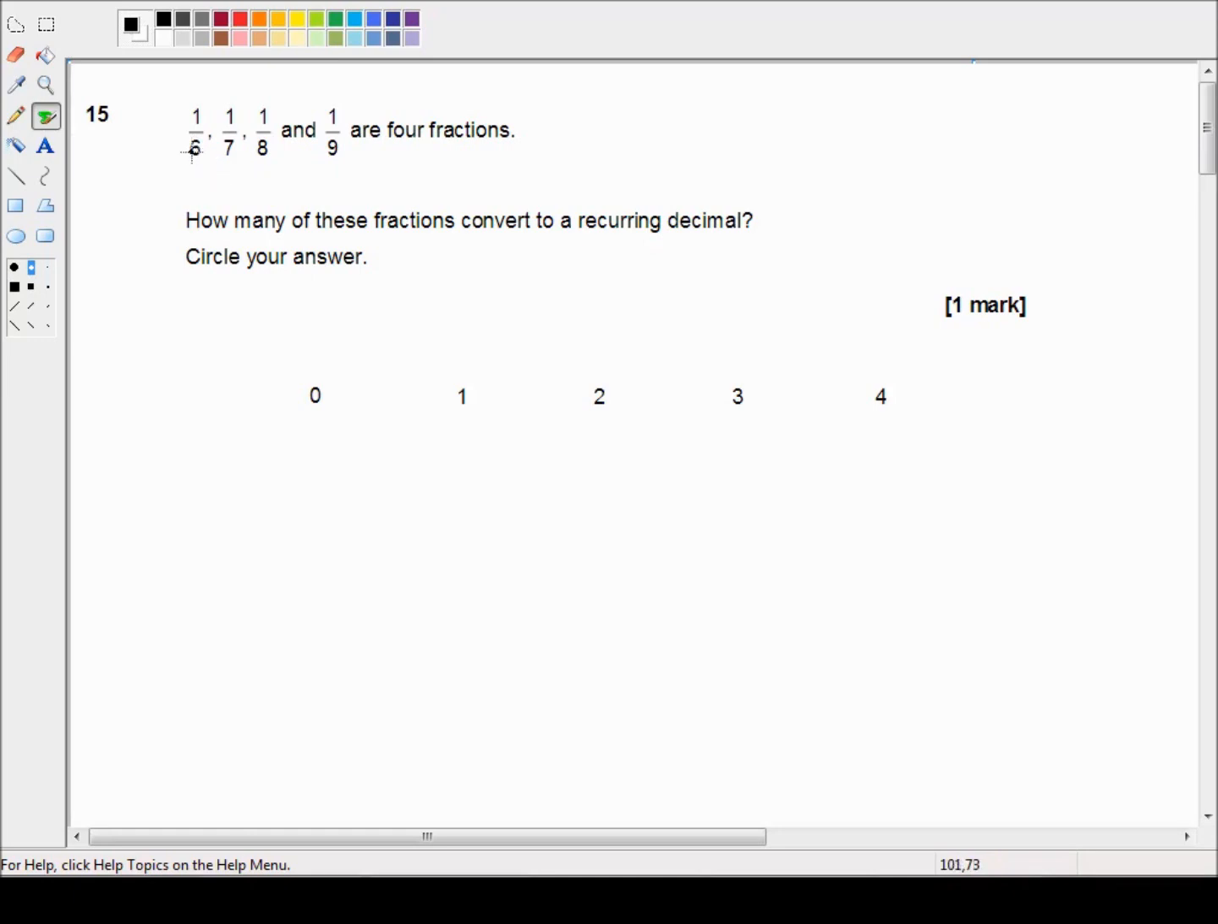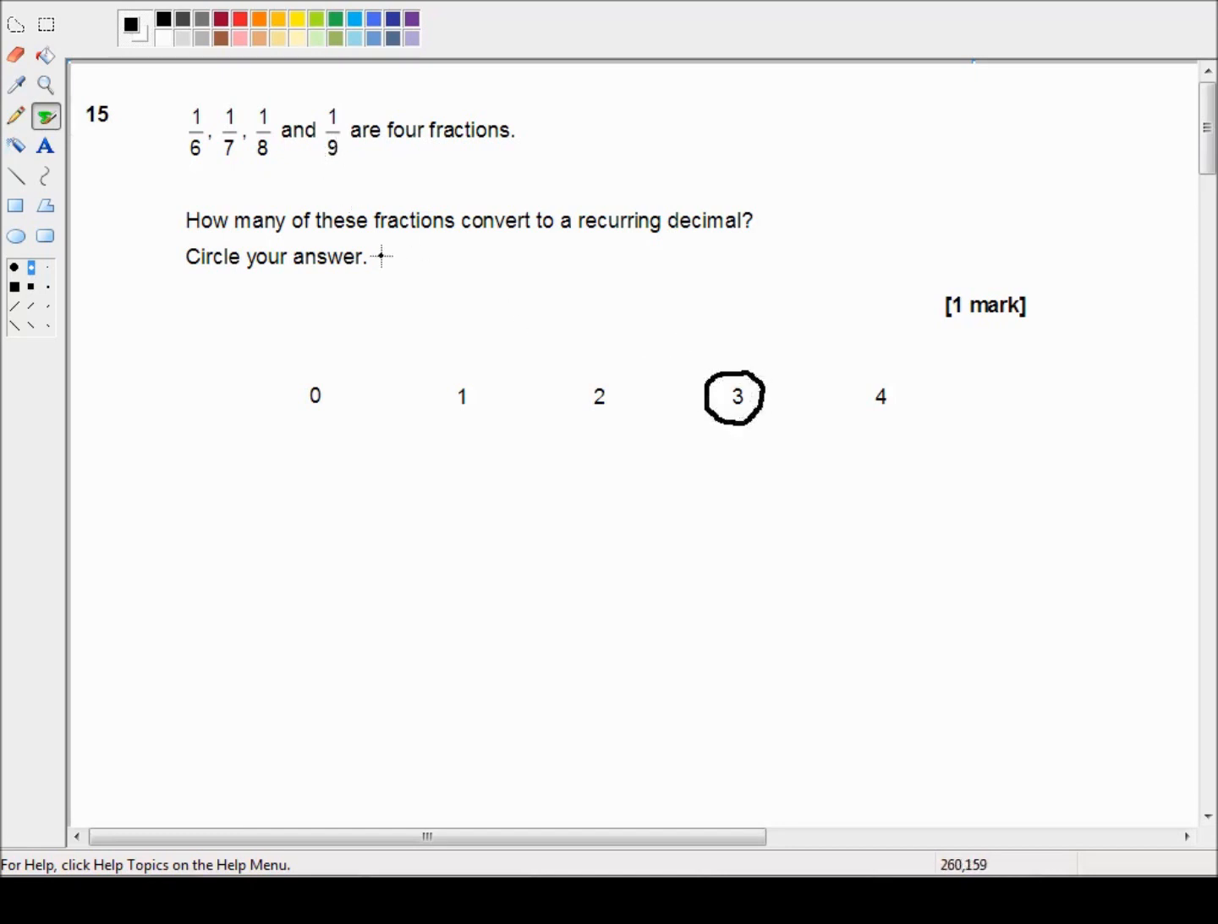It's actually 0.1666666 recurring. 1/7 is 0.142857, 142857, 142857, and the 142857 pattern keeps repeating forever. 1/8 is 0.125, which is a non-recurring decimal. That does terminate. And 1/9 is 1/3 of 1/3, and 1/3 is 0.33333 recurring, so 1/3 of that is 0.1111111 recurring. So I'm going to say the answer is 3.